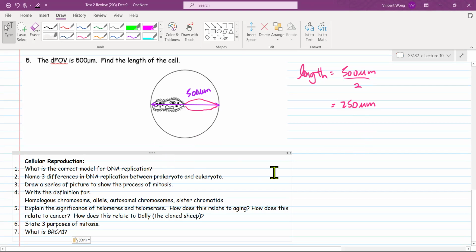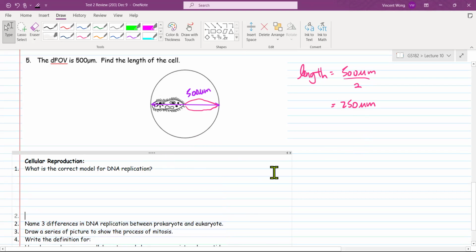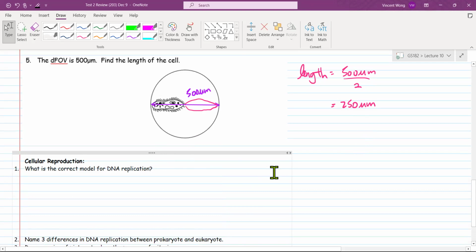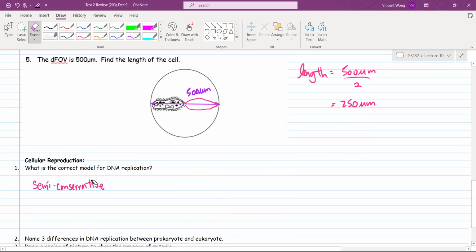What is the correct model for DNA replication? Right, so there are 3 proposed models, right? The correct model is semi-conservative.